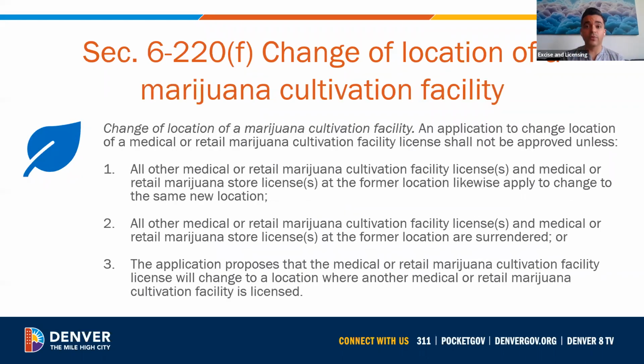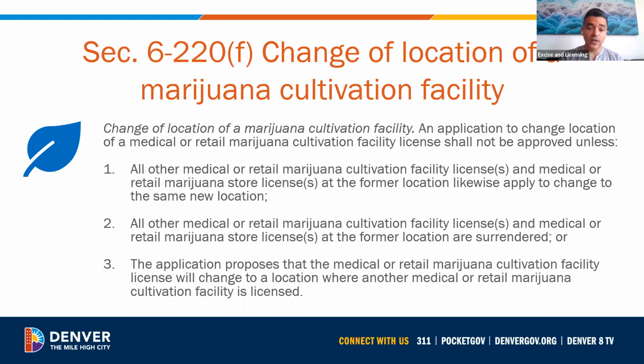Section 6220F refers to a change of location of a marijuana cultivation facility. This says that we cannot approve an application to change location of a medical or retail marijuana cultivation facility license unless, one, all other medical or retail marijuana cultivation facility licenses and medical or retail marijuana store licenses at the former location likewise apply to change to the same new location. Two, all other medical or retail marijuana cultivation facility licenses and medical or retail marijuana store licenses at the former location are surrendered.